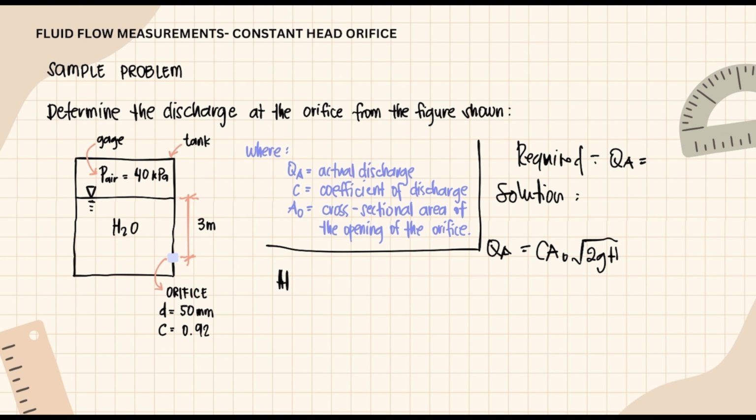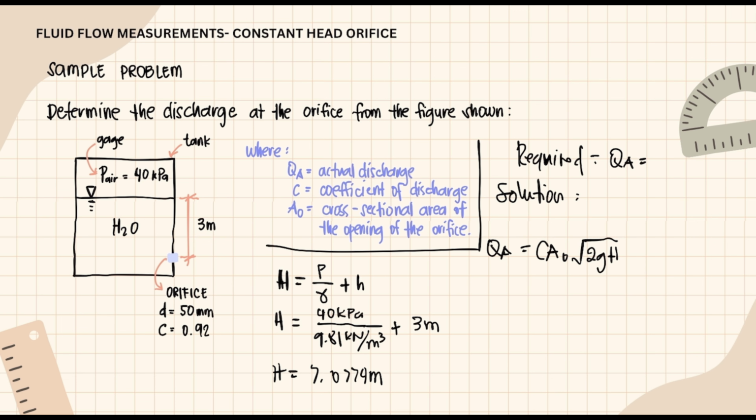In this case, H comprises the following: the pressure, the input gauge pressure at the tank, that's P over gamma, plus the head, which is 3, or lowercase h. As you can see in the figure, there is no velocity of approach, so we neglect the velocity of approach. Then we input the given values, which has a pressure of 40 kilopascals over 9.81 kilonewtons per cubic meter, which is the specific weight of the water, plus 3 meters. Now, solving it in the calculator, we have a value of uppercase H, which is 7.0774 meters.